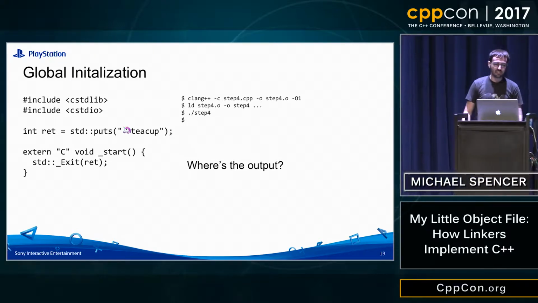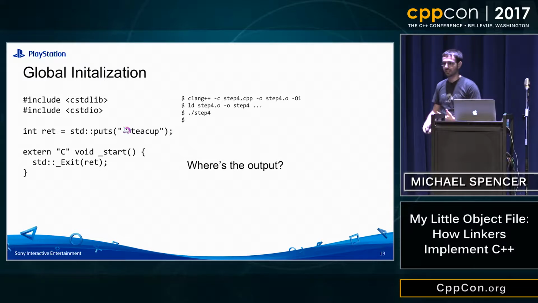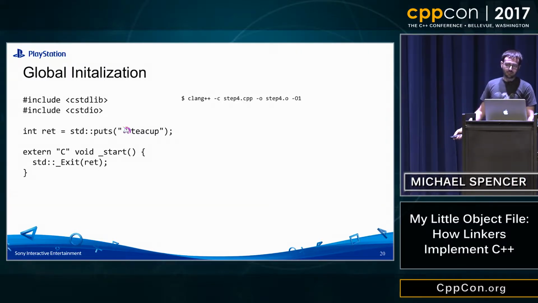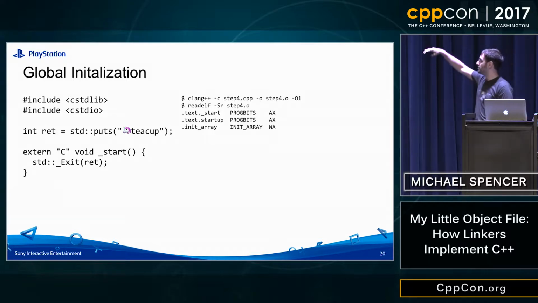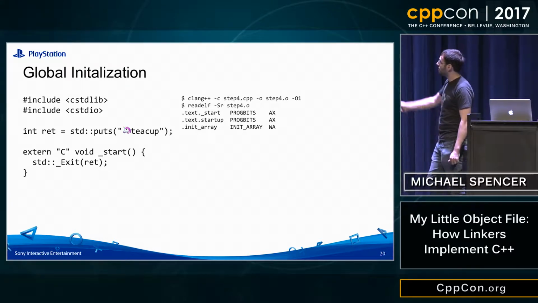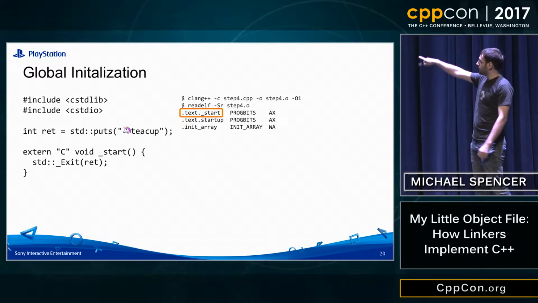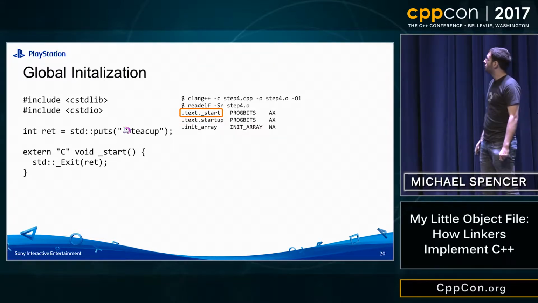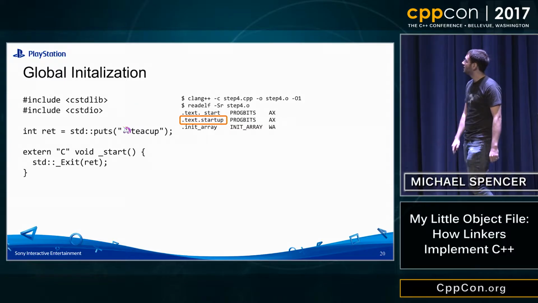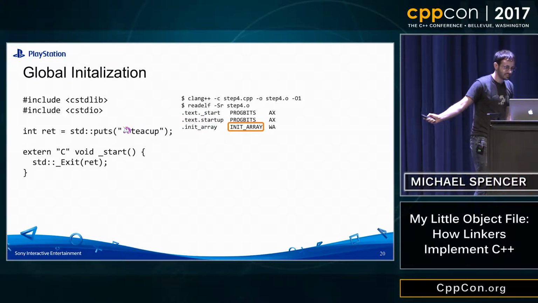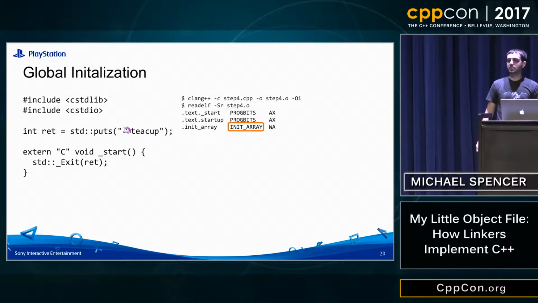So let's actually see what this object file looks like, and how the compiler is trying to get the linker to do this. So let's dump this. So we actually got these new sections. We still have our original .text.start, which is where the call to std exit is. But we've also got .text.startup and .init_array. And .init_array has a new type, an array type. This is special for the compiler.